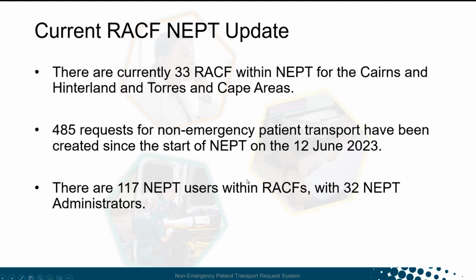So with that, there are currently 33 residential aged care facilities within NEPT for the Cairns and Hinterland and Torres and Cape area. We have 485 requests for non-emergency patient transports being created since the 12th of June, and there are 117 NEPT users within residential aged care facilities, and only 32 of those people are facility administrators to create new people and manage your authorising doctors and your patient profiles.